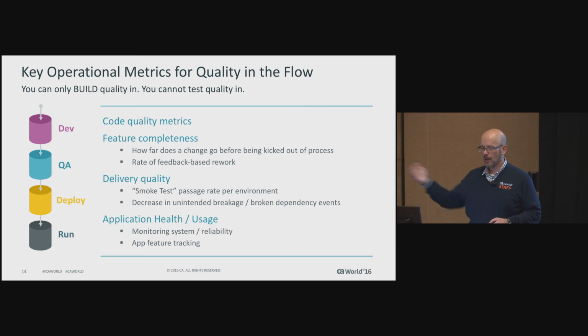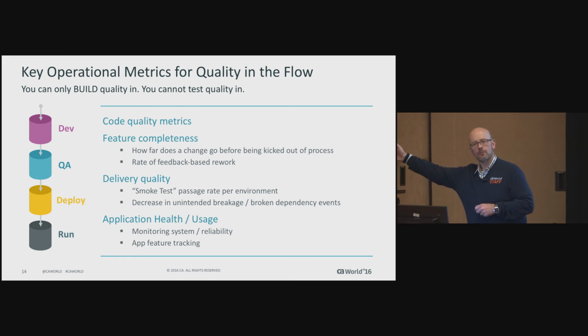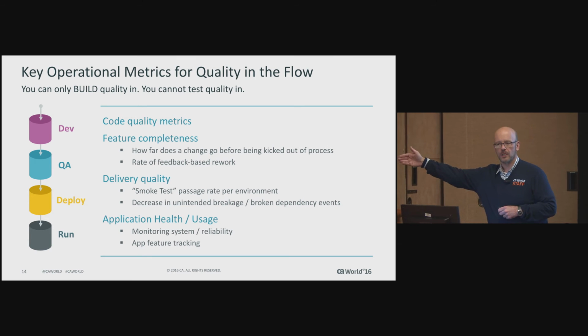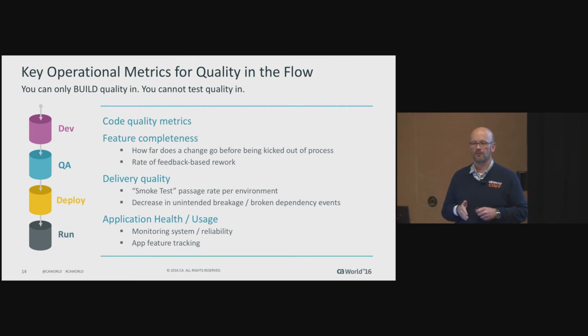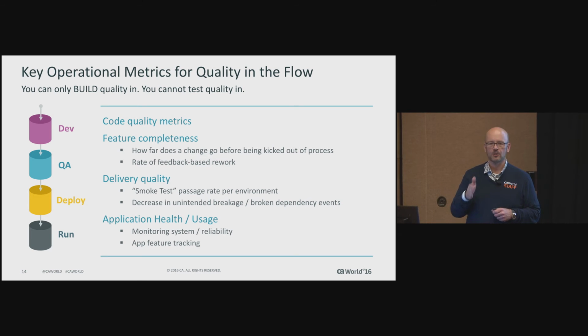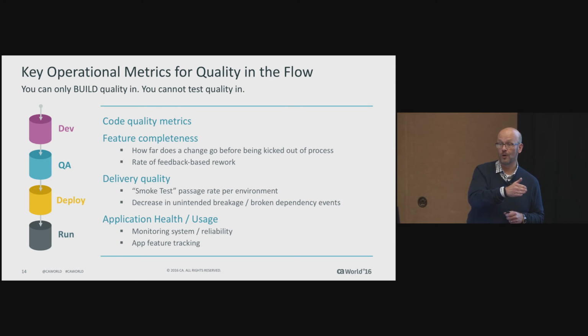Are features being delivered complete? So it's a simple quality metric that says, okay, once I get a feature done and the developers have delivered me good quality code, how far does that code go before it's rejected by the testing and qualification process? If it gets kicked out during my functional testing, I need to go back and look hard at how I'm measuring my code quality.